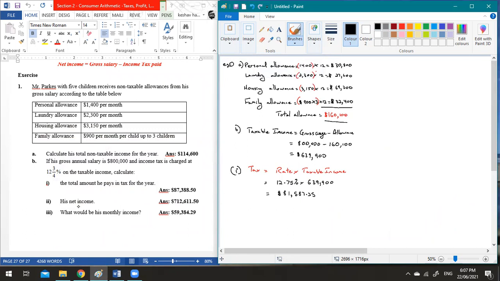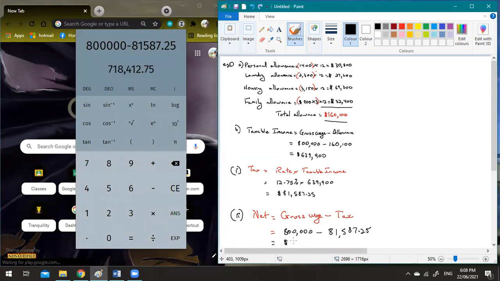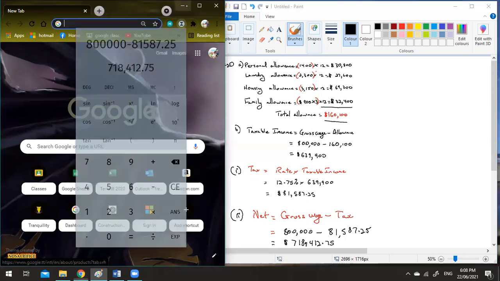So this is part 1. Part 2 is net income. And the net income is the gross wage minus your tax. So this is how much money you'll bring home after taxes. So 800,000 minus $81,587.25. So 800,000 subtract $81,587.25, $718,412.75. So this is the amount of money you will bring home after tax.